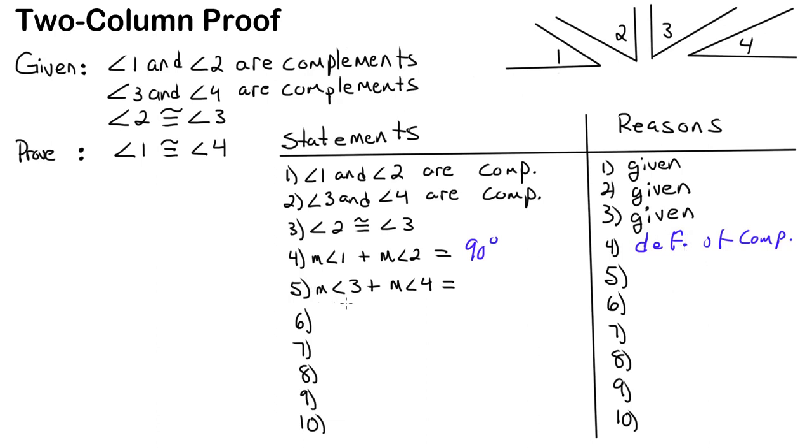Well then, so what do we have here for number 5? The measure of angle 3 plus the measure of angle 4. They're both complementary, so again, that is 90 degrees. And again, our reason is definition of complementary angles.